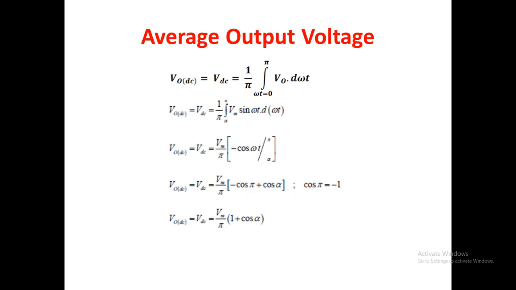So Vm is a constant term, we can take it outside, and we are integrating sin omega t with respect to omega t. On integrating that, we will get minus cos omega t, and after that the limits are alpha to pi. So we have to substitute the limits in minus cos omega t. The upper limit is pi and the lower limit is alpha. So minus cos pi, minus of minus plus cos alpha, and cos pi is equal to minus 1. So minus into minus plus, that is 1 plus cos alpha. So we will get the average output voltage expression as V naught equals Vm by pi times 1 plus cos alpha.